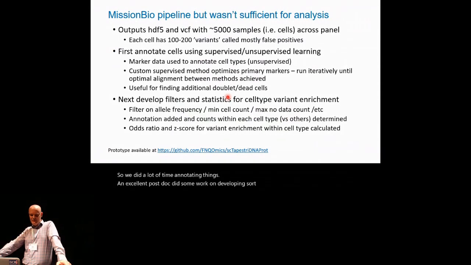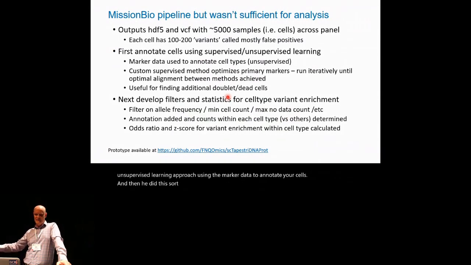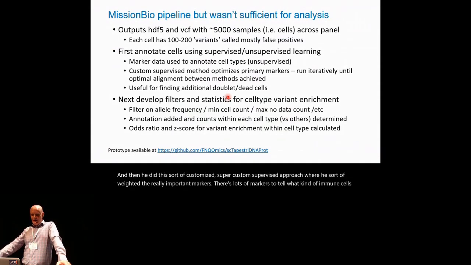So we spent a lot of time annotating things. An excellent postdoc did some work on developing a combination supervised and unsupervised learning approach, using the marker data to annotate your cells. Then he did a custom supervised approach where he weighted the really important markers. There are lots of markers to tell what kind of immune cells are what. In the end, this changed some cell assignments, but it was very useful for finding additional doublets and dead cells that were making the data a bit noisier. And then I came in and did a lot of the optimization of the filters and things like that.